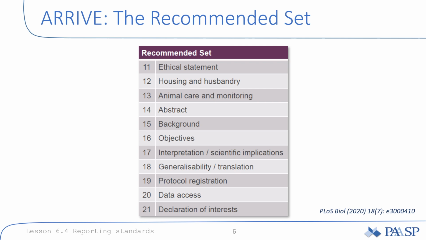This includes the ethical statement, declaration of interest, protocol registration, and data access, as well as more detailed information on the methodology, such as animal housing, husbandry, care, and monitoring. Items on the abstract, background, objectives, interpretation, and translatability also describe what to include in the more narrative parts of a manuscript. Together with the essential 10, the recommended set represents best reporting practice.